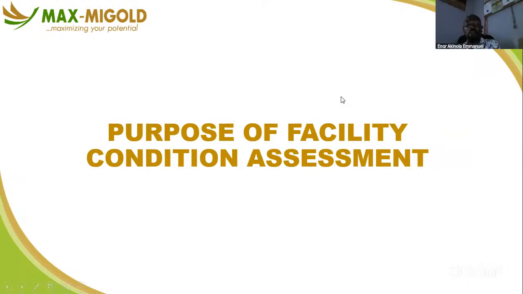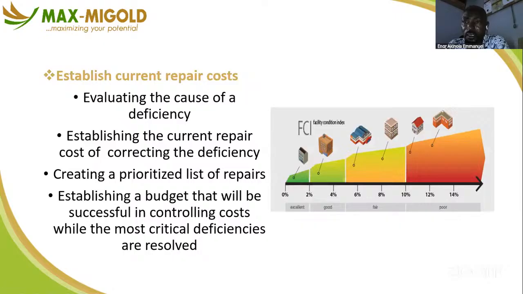So what is the purpose of facility condition assessment? Why do we do condition assessment? One, it helps us to establish current repair cost, evaluating the cost of the deficiency, establishing the current repair cost of correcting the deficiency, and creating a priority list of the repair. It also helps us to establish a budget that will be successful in controlling the cost while the most critical deficiencies are being resolved. After you have conducted your assessment and established the repair cost you want to incur currently, you still need to base it on priority.